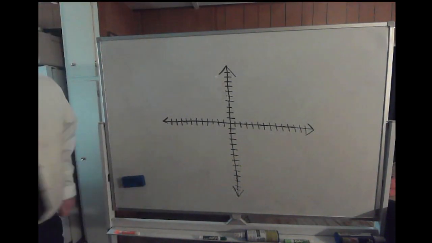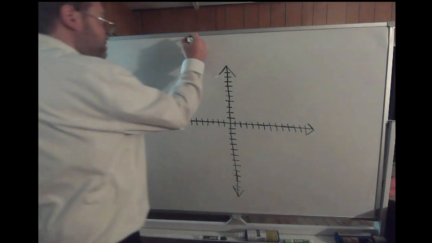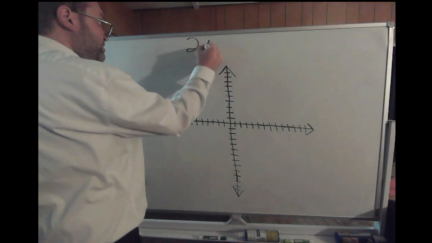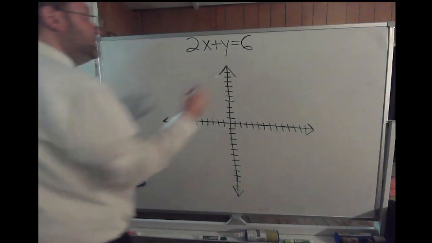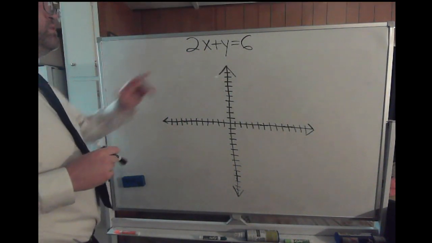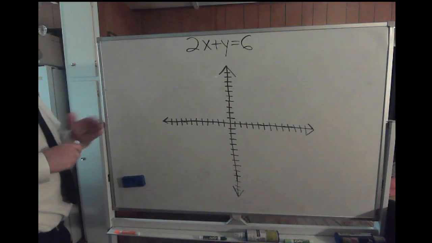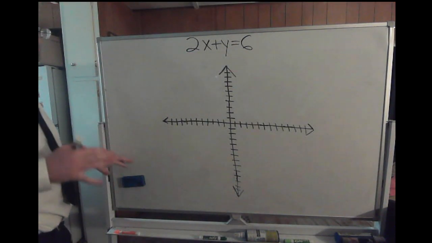Let's see here. I think we'll do the 8 more, because it's not too bad. We have 2x plus y equals 6. Right away, we notice the equation is in fact in standard form. So we're good to go there. It's in the form of ax plus by equals c.